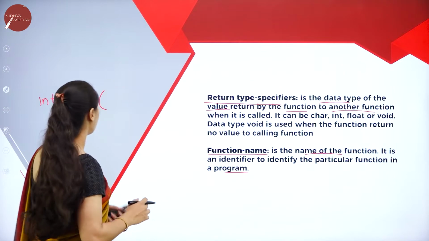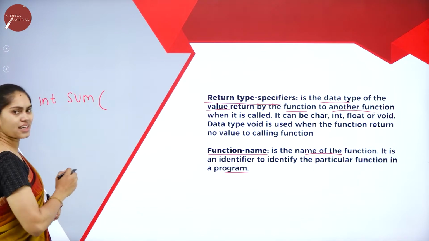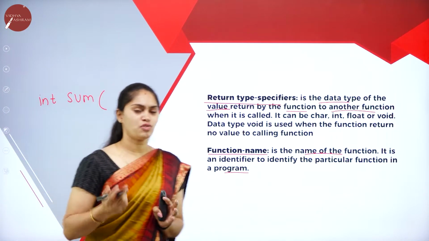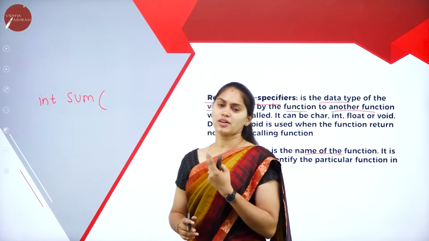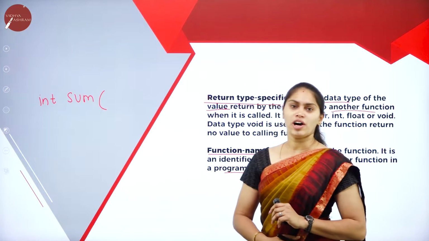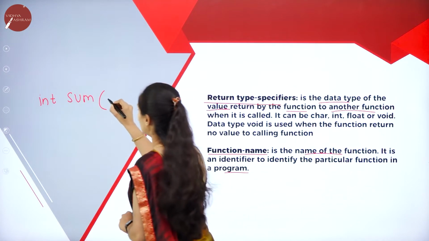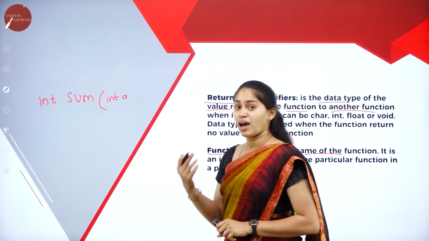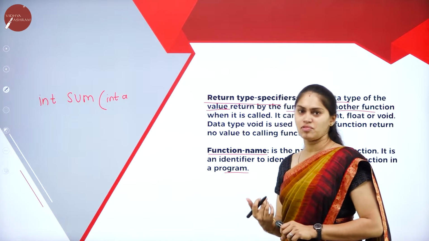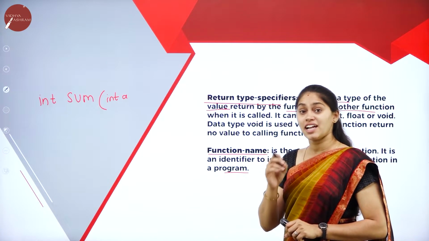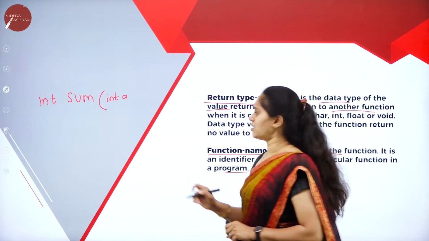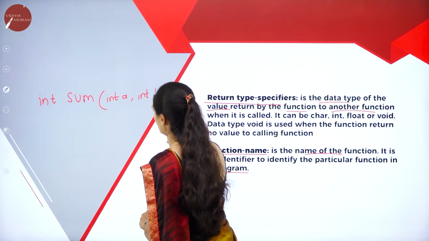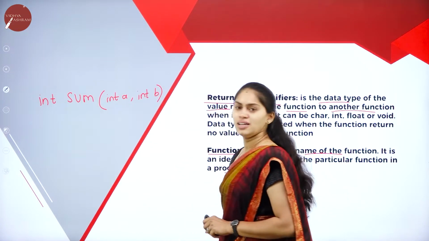So I will take one example here. Int is the return type and sum is the name of the function. Now I wanted to perform addition of two numbers. Then how many variables or arguments do I require? I require two arguments. Let me consider that as int a. What is the point? If I have more than one variable in the same function, like a list of arguments, they need to be separated by a comma. So I will put a comma here. Then I will write int b and I will close the parenthesis.